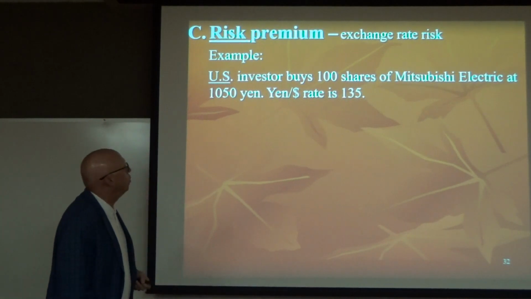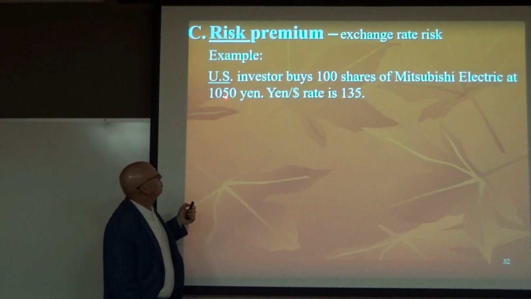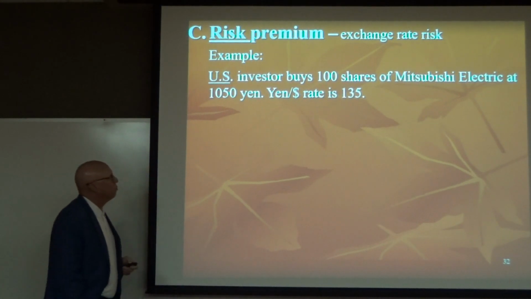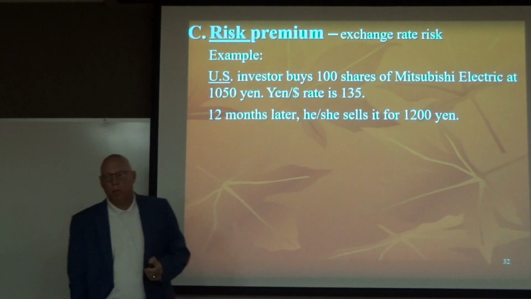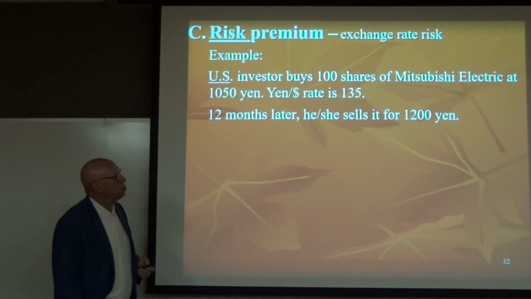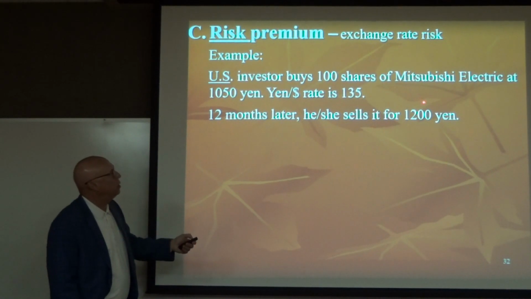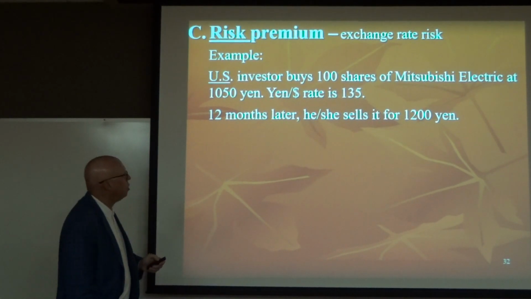All right, so when we make our investment, the stock is trading for 1,050 yen, and at the time the yen-dollar rate is 135. It takes $135 to buy 1.35 yen. $135 to buy yen. All right. 12 months later, the investor sells it for 1,200 yen. Okay, so we're buying at 1,050. A year later, we sell it for 1,200. Not too shabby. Okay, we've made a nice return.